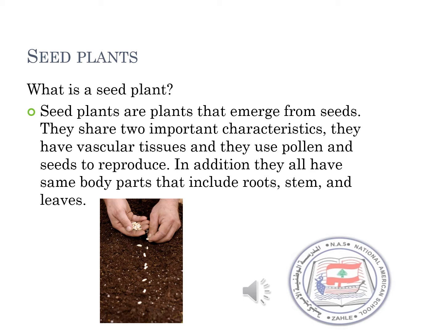What is a seed plant? Seed plants are plants that emerge from seeds. They share two important characteristics. 1, they have vascular tissue. 2, they use pollen and seeds to reproduce. In addition, they all have the same body parts that include roots, stem, and leaves.